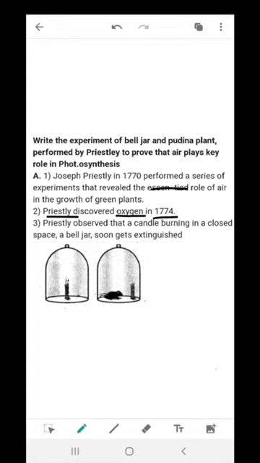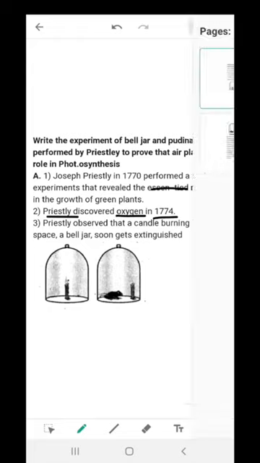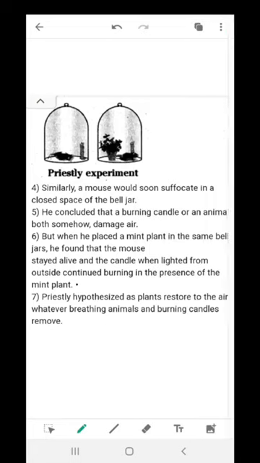Priestley observed that a candle burning in a closed space, a bell jar, soon gets extinguished. Similarly, a mouse would soon suffocate in the closed space of the bell jar and it will die. He concluded that a burning candle or an animal both somehow damage air.